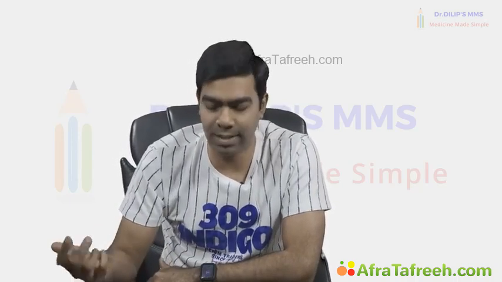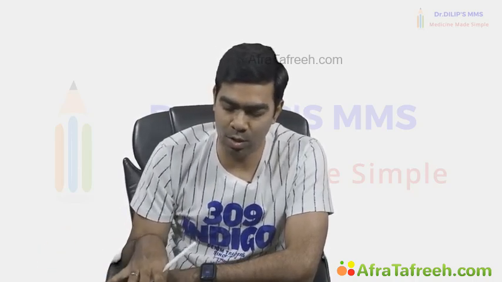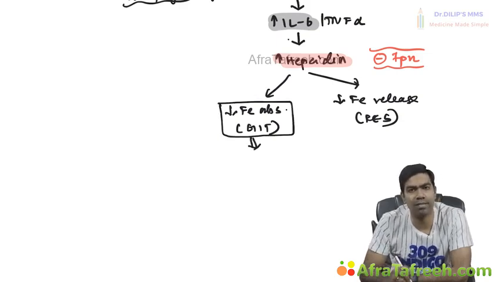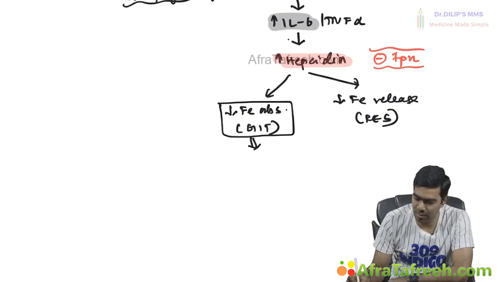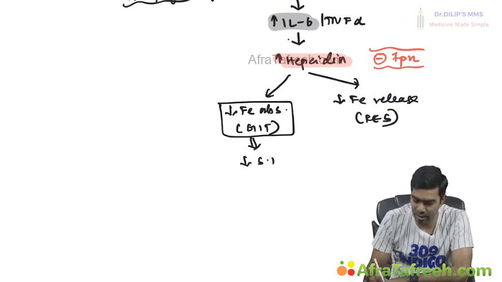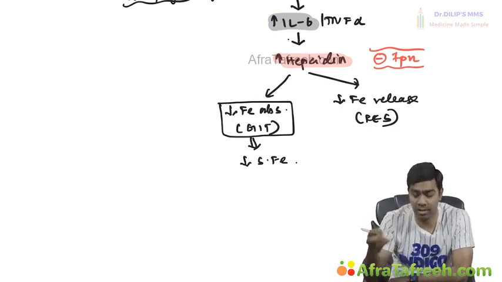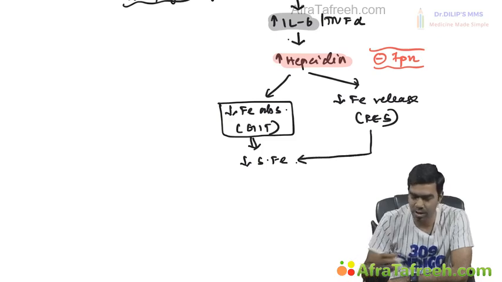Since hepcidin blocks this ferroportin, iron absorption from the GIT as well as iron release from the reticuloendothelial system is definitely going to be reduced. There is no doubt about it. So since the iron absorption from the GIT is reduced, definitely the patient is going to have low serum iron. Since your iron release from the RES is also reduced, this also results in low serum iron.